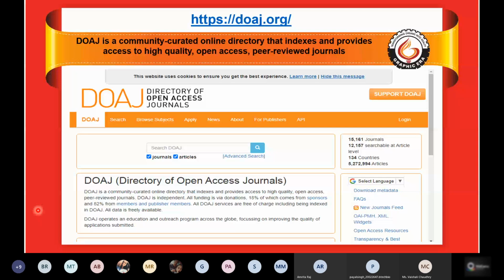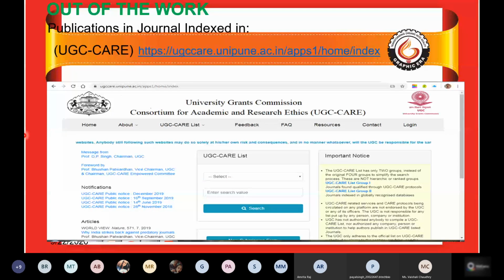This is basically a site known as UGC CARE, University Grants Commission Consortium for Academic and Research Ethics. Here you will find the journals which are approved or indexed in UGC CARE. So UGC CARE is the actual body which approves the journals, right? Here there are UGC CARE list group 1 and group 2, and here you can actually assess the quality of the journals.